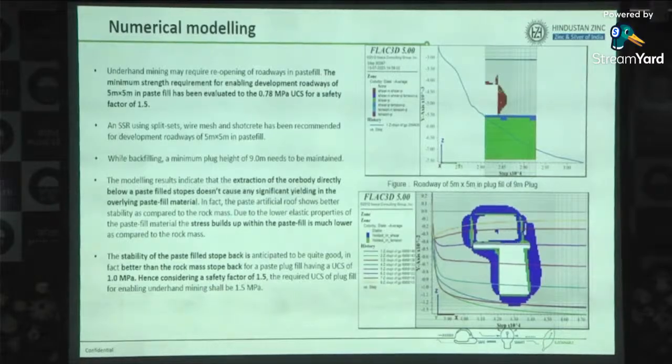2 MPa somewhere around. So now, for excavating a 5 by 5 meter opening, we require 780 kilopascal. But for exposing a huge area, 500 square meters, we require somewhere around 1 MPa. With the help of a 1.5 factor of safety, we have increased it up to 1.5 MPa.